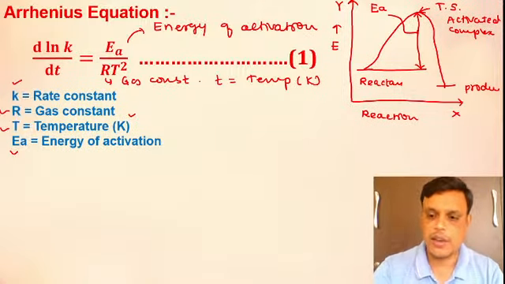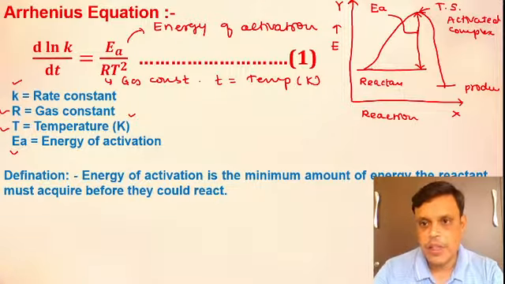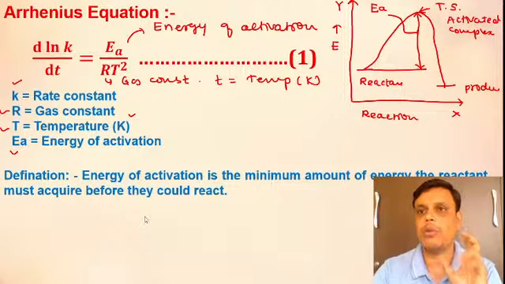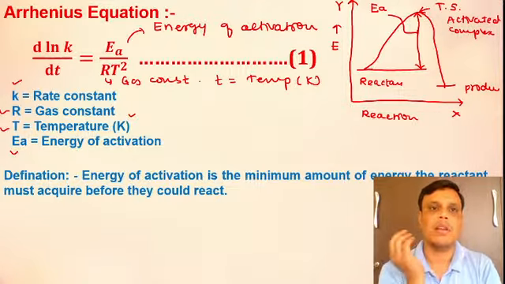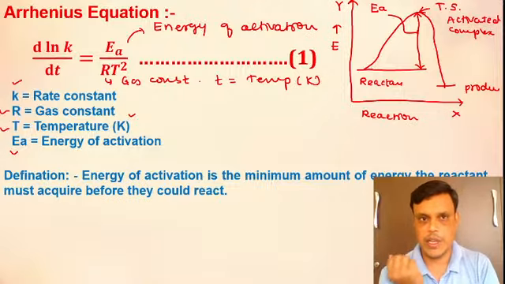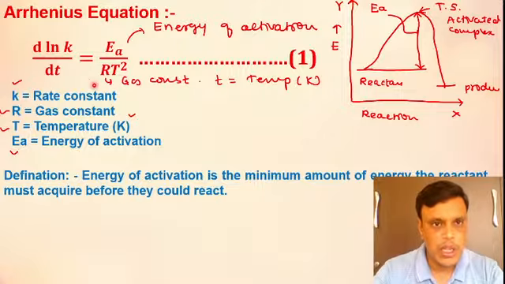Okay, now we'll see the definition. If you have pen and notebook, you can write down the definition of energy of activation. Energy of activation is the minimum amount of energy the reactant molecules must acquire so that they can go into the transition state or activated complex. This is the energy of activation, and this is the differential form of the Arrhenius equation, and we will derive this equation.